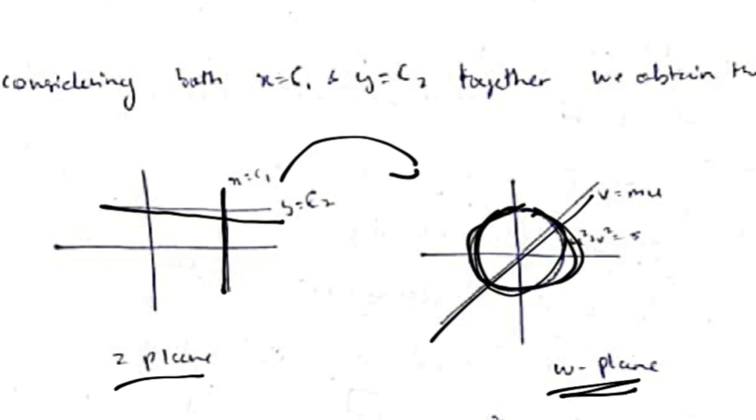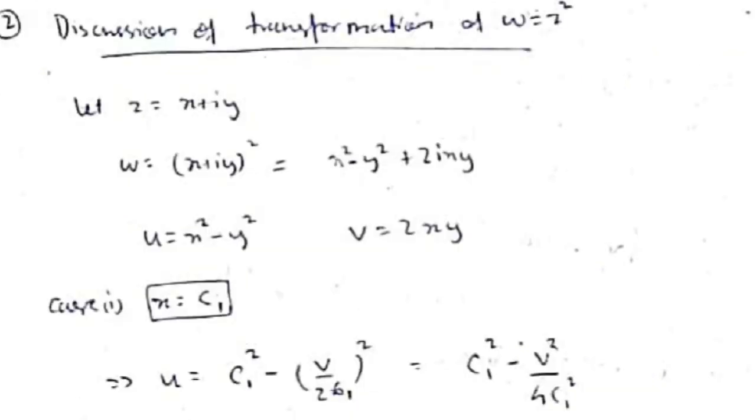Okay, in the w plane. This is all we have to do in the transformation of w is equal to e power z. Okay, moving on to the second one, we have w is equal to z square.